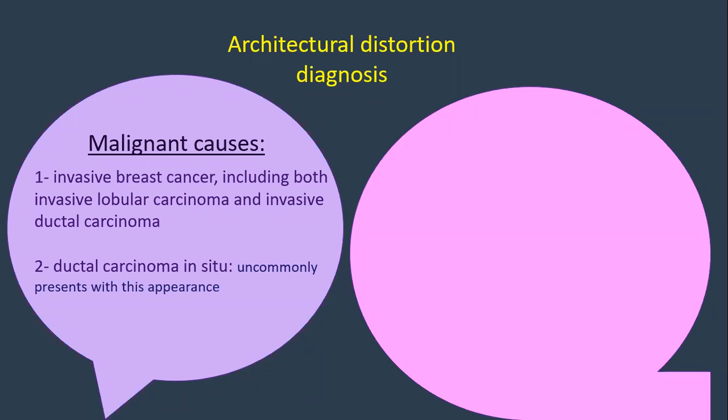What about the benign causes? Like the radial scar. Excellent. Like post-procedure, sclerosing adenosis, and rare benign causes, fibromatosis.